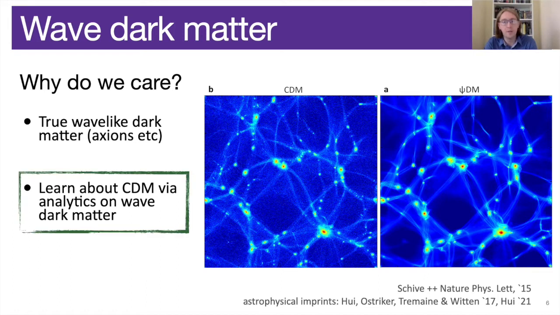The other view, and the one that I'll focus on today, is that we can use a wave function model of dark matter to overcome certain difficulties in modeling cold dark matter. And then we can relate the results for the wave dark matter to the cold dark matter via a sort of correspondence principle, in the same way that you can relate quantum systems to classical systems in a semi-classical limit.